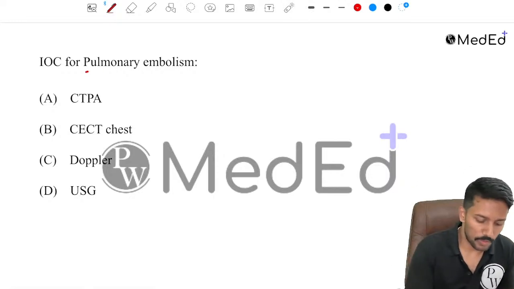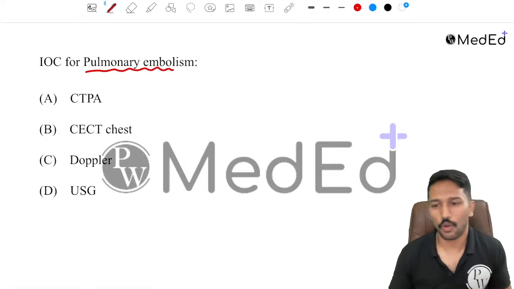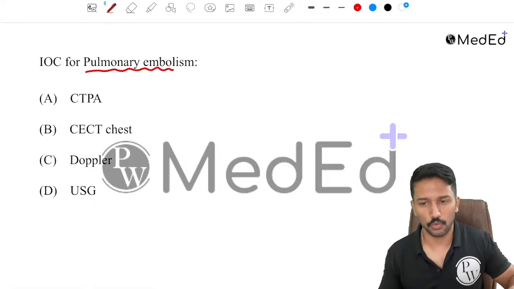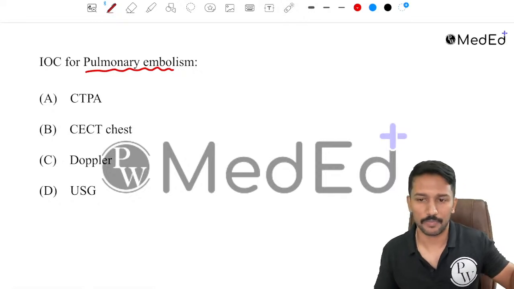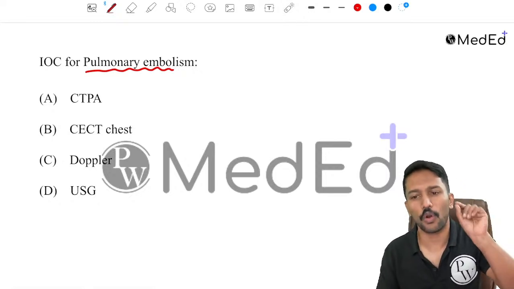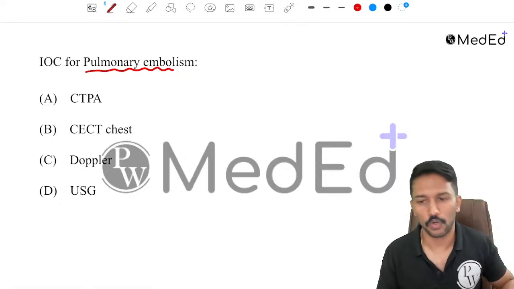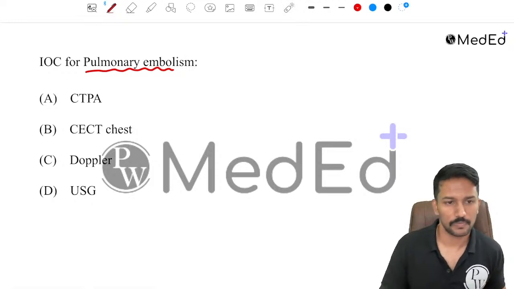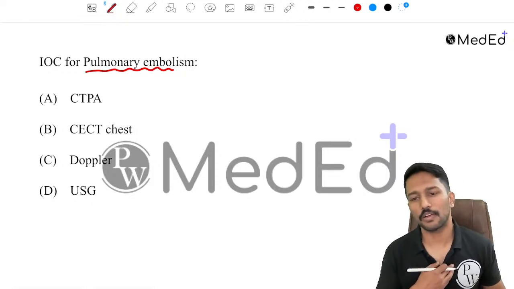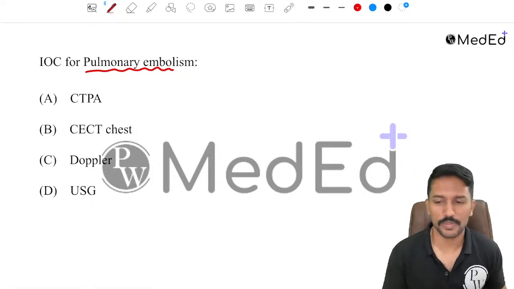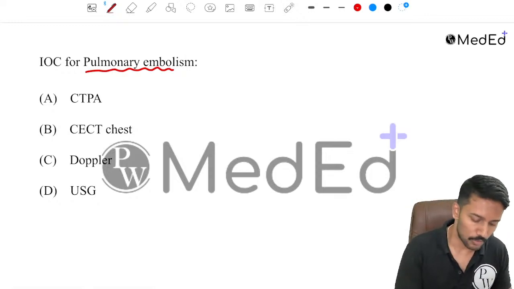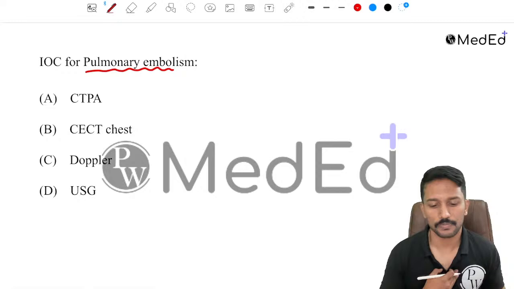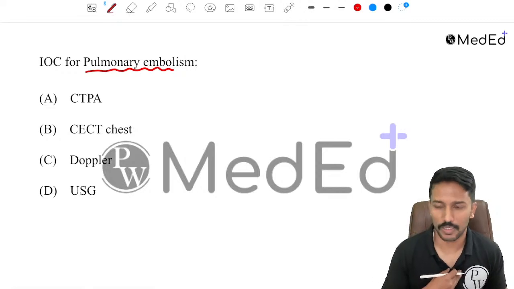So we are talking about pulmonary embolism. That means a clot formed in your venous circulation goes to the right atrium. From the right atrium it goes and gets stuck in the pulmonary artery. So I have to identify a clot stuck in the pulmonary artery. What would be the best investigation? Can I identify the clot in the pulmonary artery with USG? Obviously no, I can't see the pulmonary artery with the ultrasound, right? Can I do Doppler for the pulmonary artery? No, Doppler is not the answer, right?